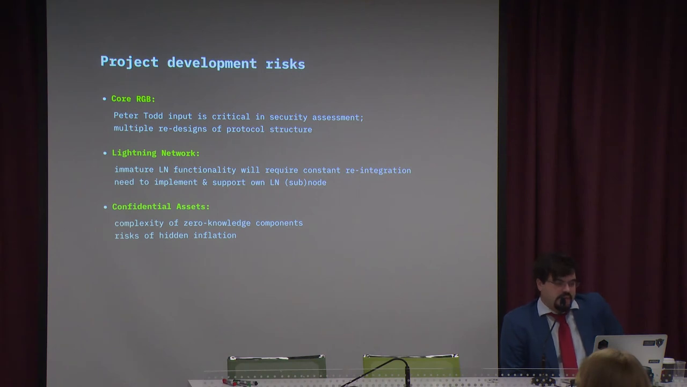With the Lightning Network, we spent half a day discussing all the risks, so I won't reiterate that. And with confidential assets, there is the complexity of zero-knowledge components and the risk of hidden inflation, which we need to avoid. But the idea that we came up with yesterday is that if we are able to get rid of range proofs, we are able to get rid of the risk of hidden inflation, basically. We need to verify that we can actually do that, and that it will prevent any possible hidden inflation. If so, it would be great news.